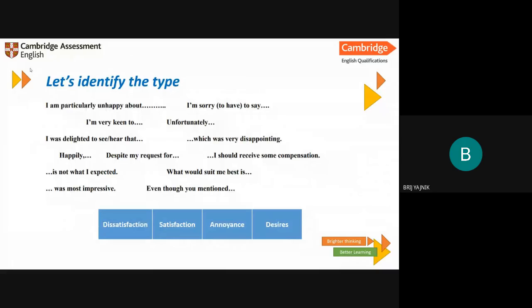For example, let's try number 1. "I am particularly happy about." What do you think this category matches with? Is it a dissatisfaction, satisfaction, annoyance, or desire? What do you think? Let's do it quickly. This is easy. The first one is easy, and that's why I'm helping you. So what is it? "I am particularly happy about."